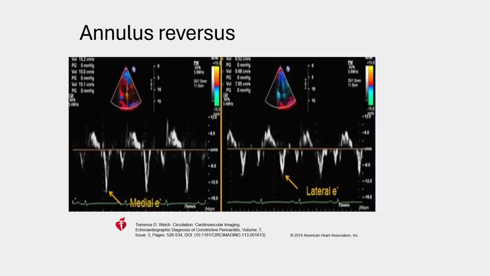So this is annulus reversus. Again, medial E prime velocity is here, lateral E prime velocity is here. So please repeat. يعني كده secretly كده أو silently annulus reversus. Annulus reversus. خلاص؟ Annulus reversus, medial E prime faster than the lateral E prime, one specific sign of constriction.